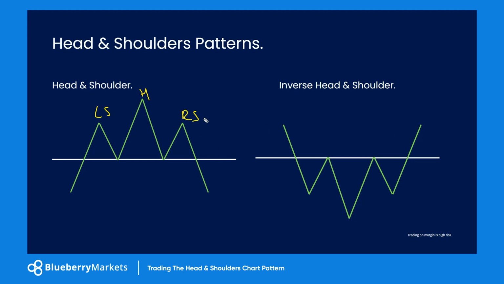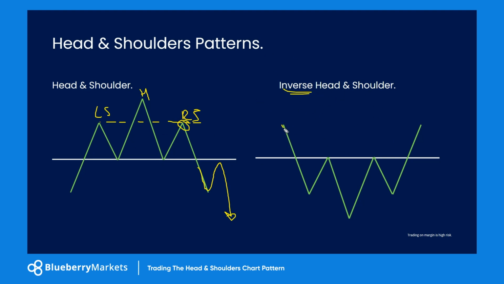Two ways you can trade this. You can preempt the right shoulder and try to get an early entry at the right shoulder, or you wait for the neckline to break, confirming the change in trend, which can then lead to retest opportunities and a move lower. The inverse head and shoulders is the opposite.